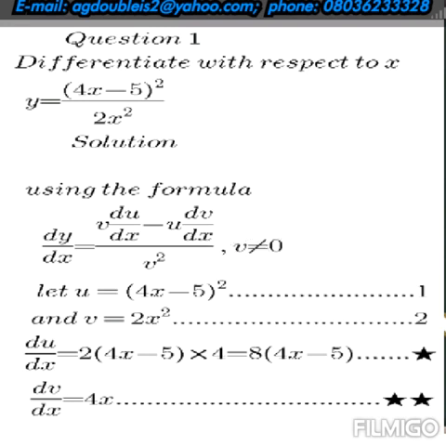The next thing you do is to use the numerator to be equal to u. Let your u be this and let your v be this. That will give you your equation 1 and your equation 2. So to differentiate equation 1, you have du/dx to be 2 bracket 4x minus 5 times 4.